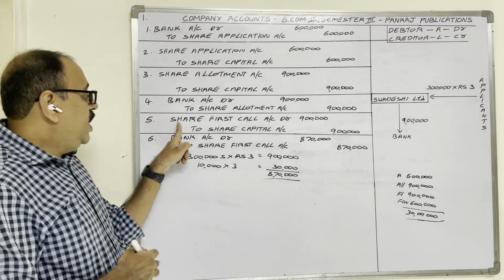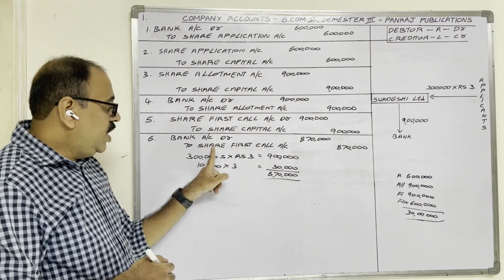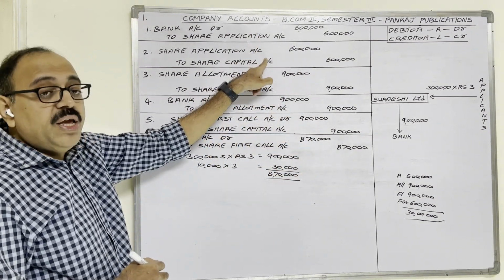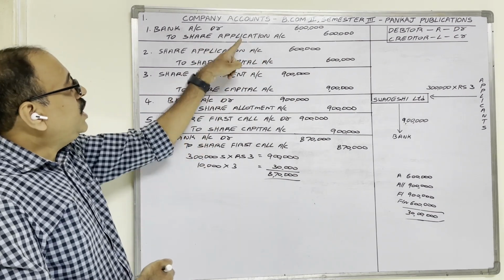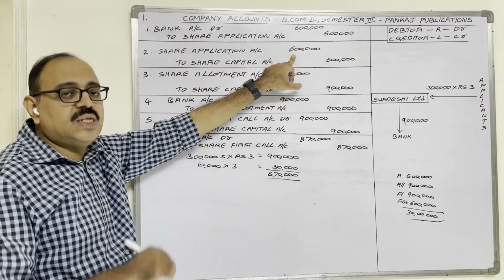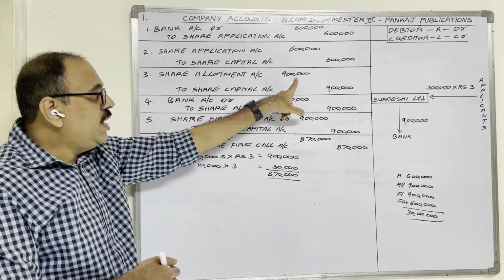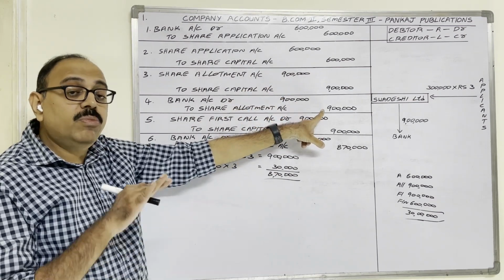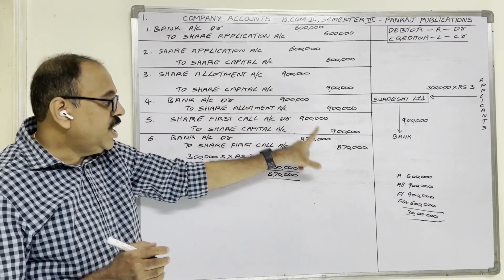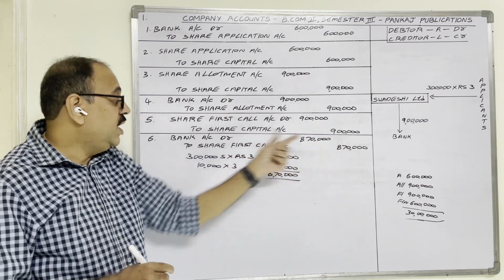Observe here. In fifth entry, we are debiting first call account with 9 lakh. But in sixth entry, we are crediting first call account with 8,70,000 only. If you observe application and allotment related entries, in the application entry, we have credited application account with 6 lakh, and we have debited application account with 6 lakh. Means share application account is closed. Allotment, we have debited with 9 lakh, we have credited with 9 lakh. Share allotment account is closed. But share first call account, we have debited with 9 lakh, but we have credited with only 8,70,000.